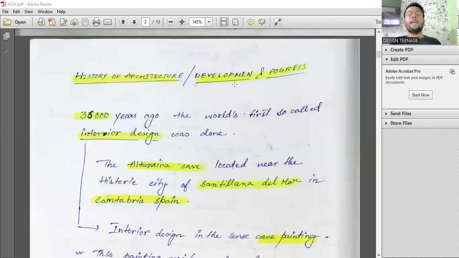See, when I am talking about the Stone Age, at that point of time, people were staying in caves. So what kind of interior decoration did they have? The very natural thing which we find today in the Ajanta cave and Ellora cave, a similar kind of thing is found in the Altamira cave located near the historic city of Santillana del Mar in Cantabria, Spain. The interior design found here is a sort of painting which dates back 36,000 years ago, known as the world's first so-called interior design.